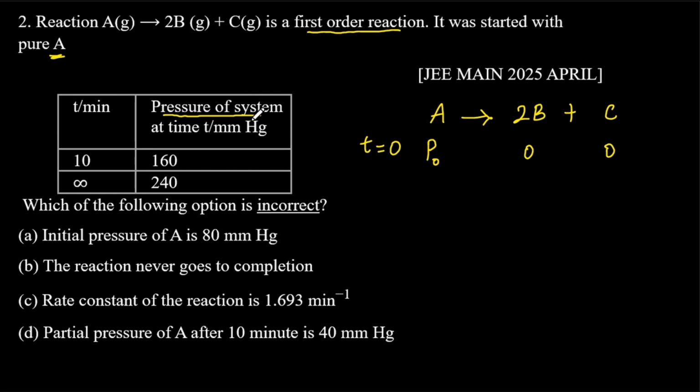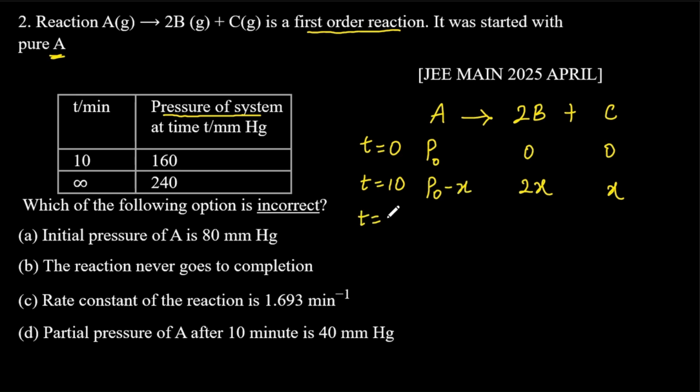Now in this table, the pressure of the system at time t equal to 10 minutes and infinite minutes is given. So at time 10 minutes, we don't know the pressure exerted by A. So let us keep that as P naught minus x, because here the coefficient is 1. So it reduces 1x times from the initial pressure. Then we are having the product. Here the coefficient is 2. So it increases 2x times when you compare to the initial pressure. Then C increases x times. As the reactant decreases, you have to mention the negative sign, P naught minus x.